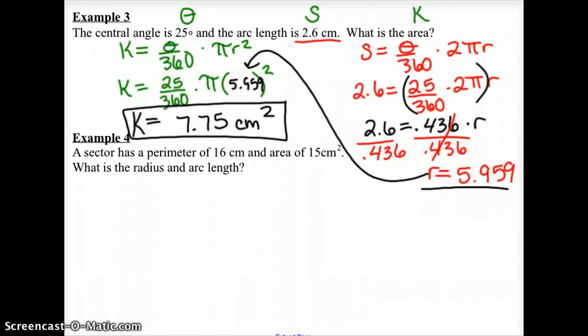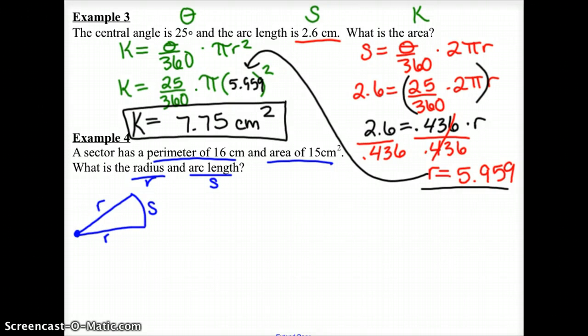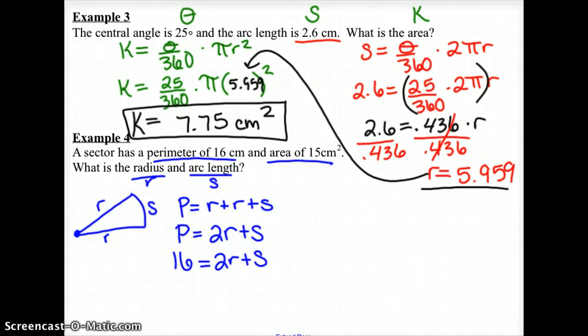Example 4. It says to find the radius and the arc length, given that you have the perimeter and the area of a sector. Now, a sector, we know, looks like a slice of pizza. You have the radius and then the arc length, and that's from the center of a circle. So therefore, I know the perimeter of a sector is the 3 sides added together, or simply put, the perimeter equals 2 times the radius plus s. Well, in this perimeter, it's 16. So I know 16 equals 2r plus s.